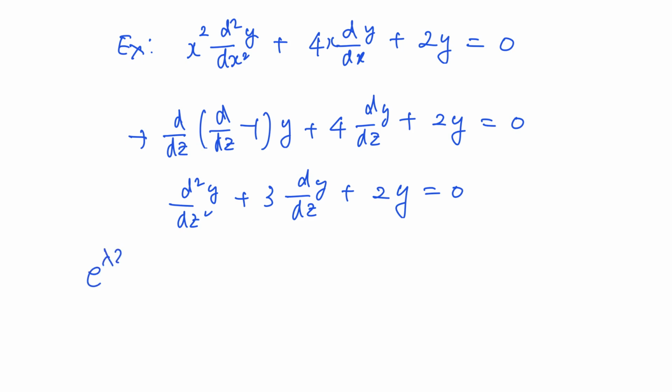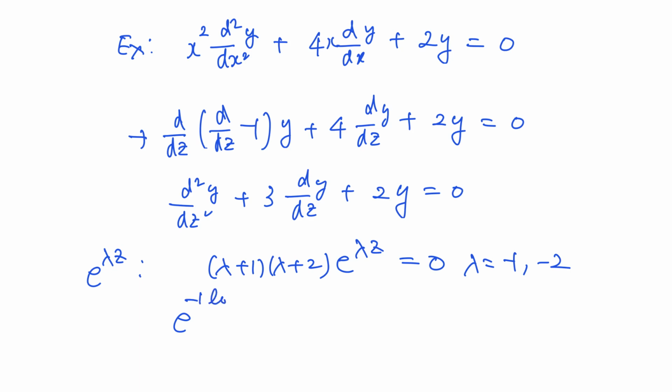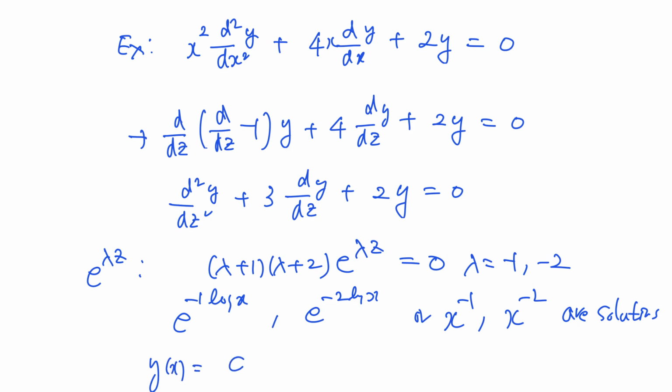So exponential lambda z as a solution: lambda plus 1, lambda plus 2, exponential lambda z is equal to 0, right? So lambda is minus 1, minus 2. So that means exponential minus 1 log x, exponential minus 2 log x are solutions, or x to the minus 1 and x to the minus 2 are solutions. The general solution is the following: c1 x to the minus 1 plus c2 x to the minus 2. They are the general solutions.